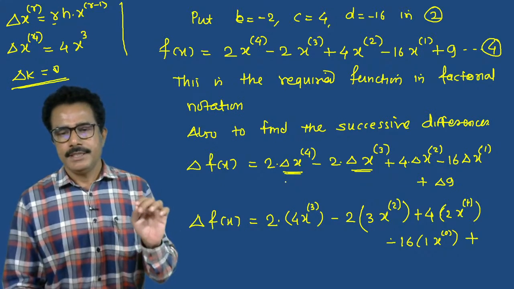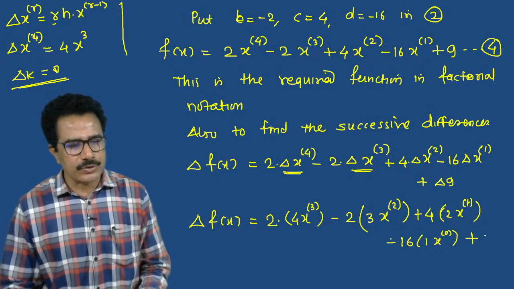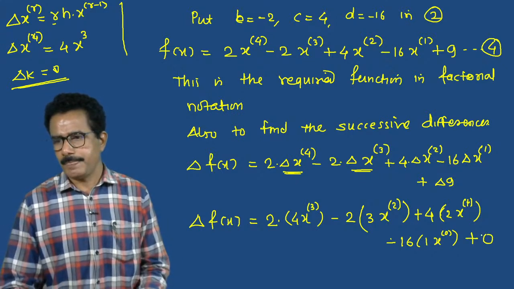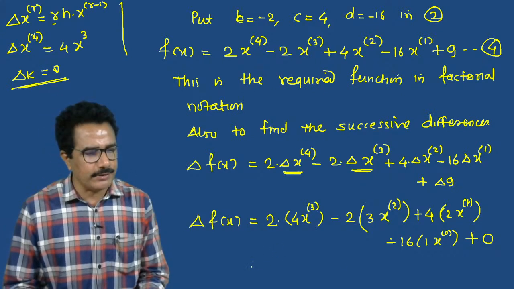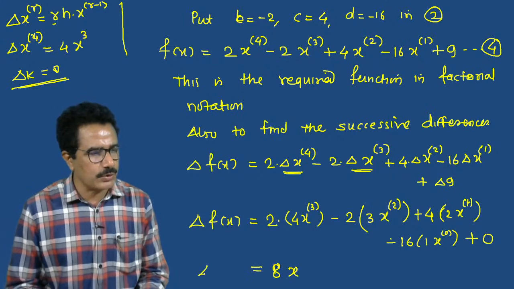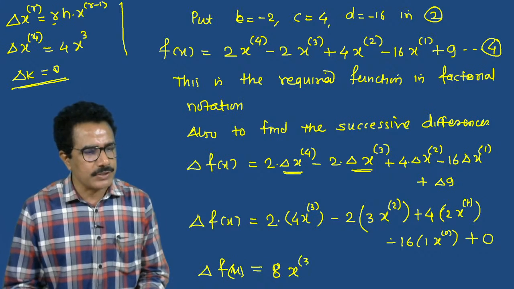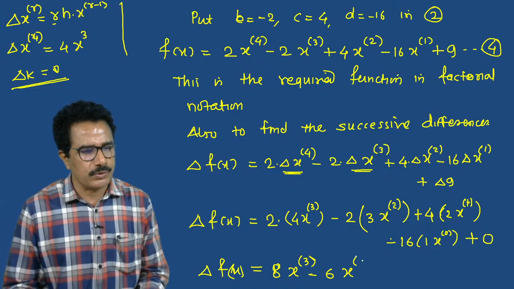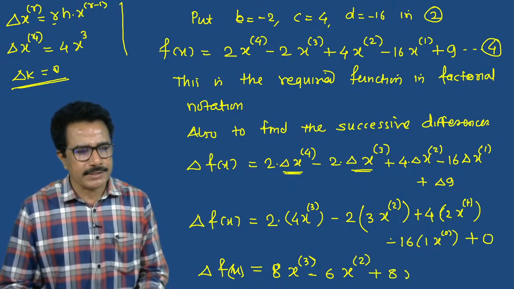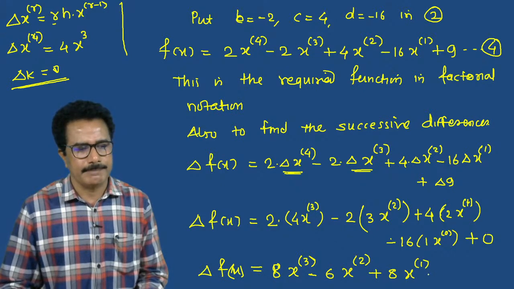Note that delta k is always 0, so we get this as 0. Very good, Nikhil Kamble, very good. That is 8 into x raised to, so delta f of x is equals to 8x raised to 3 factorial minus 6x raised to 2 factorial plus 8x raised to 1 factorial minus 16.